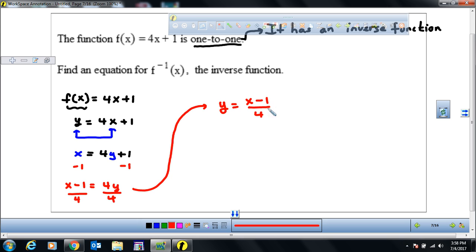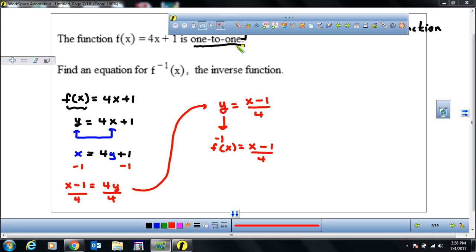And since this equation right here represents the inverse, we're going to rewrite the y with the notation f of x, but raised to the -1, which means the inverse of f of x is equal to x minus 1 divided by 4. And that is the inverse of the function f of x. f inverse of x equals x minus 1 divided by 4.